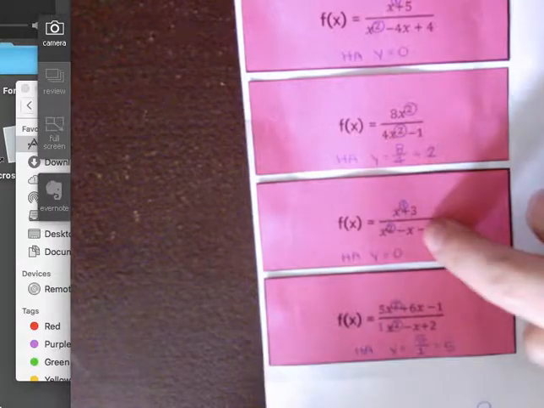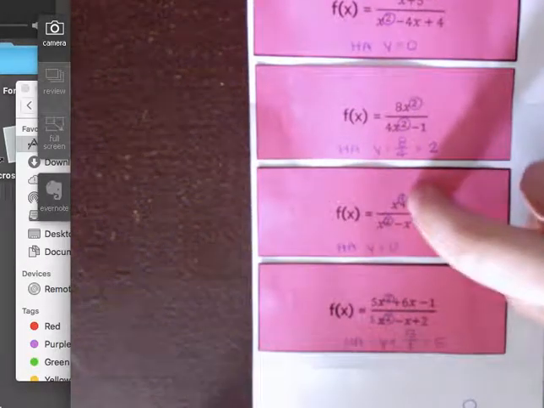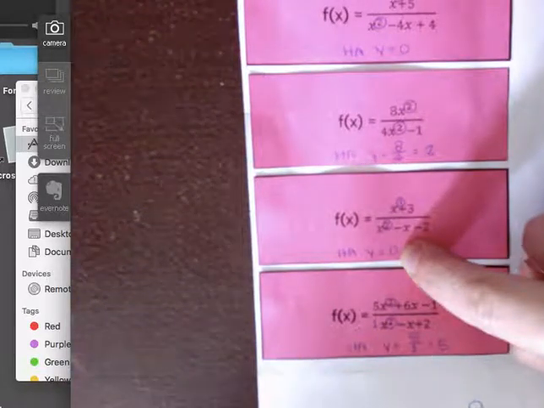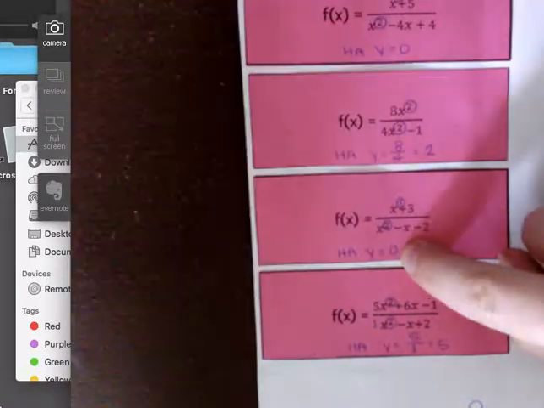So like this guy right here, the degree in my numerator is smaller than the degree in my denominator. So the cheerleader feels like she weighs nothing. So your horizontal asymptote is nothing. It's 0.